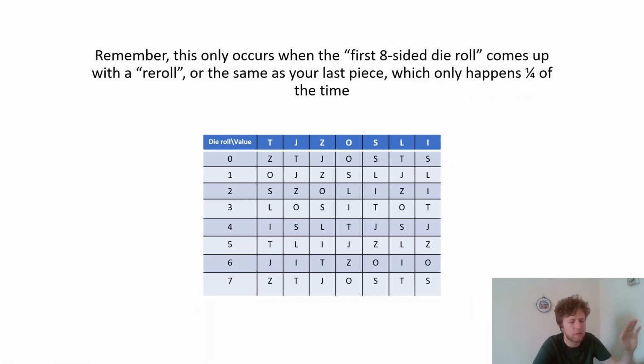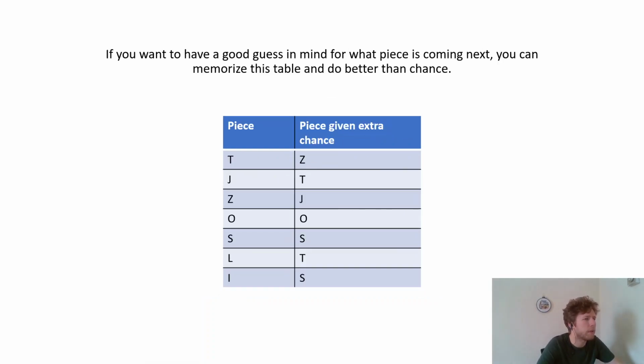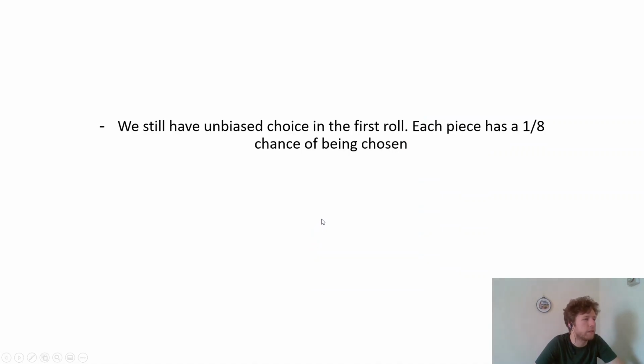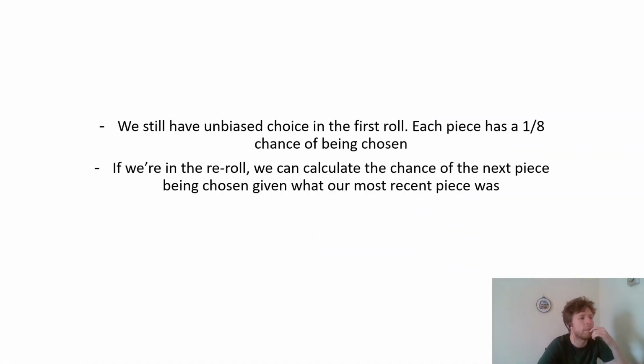So yeah, I'll put this PowerPoint up in case anybody wants to take a look through it. I have hopefully put all of the analysis down correctly. But yeah, if you want to just have a guess in mind for this, know that a T goes to a Z, J to a T, Z to a J. O is more likely to produce another O, S is more likely to produce another S. They're still not the most likely pieces, but yeah, the L goes to a T and the I goes to an S. This is a useful table. This is actively useful.